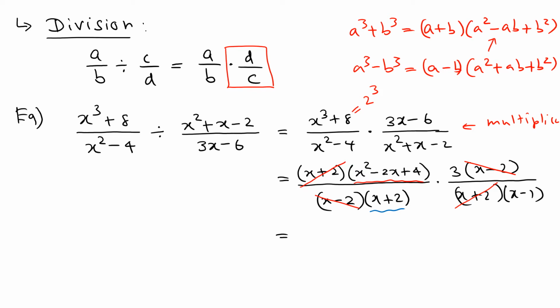So from the top, you get 3 times x squared minus 2x plus 4. And you can see that you can factor the second term. And in the bottom, you have x plus 2 times x minus 1. You can leave it in this form, or you can distribute and write the other form, or distributive form. This is up to you.